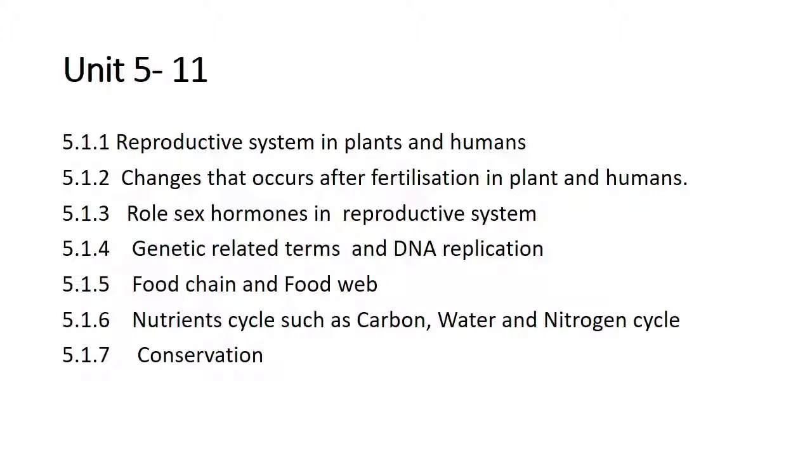Now, the reproductive system in plants and animals, you need to know that. Changes that occur after fertilization in plants and animals, especially in plants. You notice that the sepal, the petal, the stigma, the anther, they start to dry and fall off. And what is left is just the ovary, which later develops into a fruit, and a fertilized egg, which later develops into a seed. Please, the role of sex hormones in the reproductive system, in humans: estrogen and progesterone.